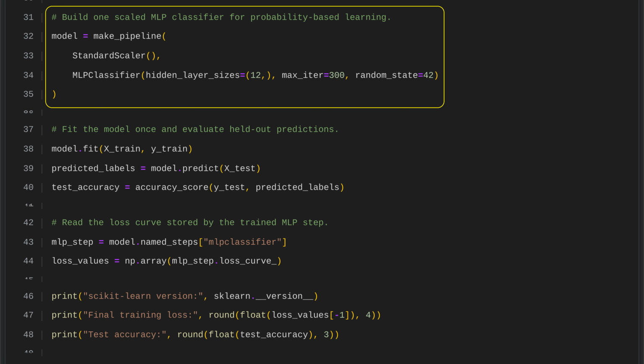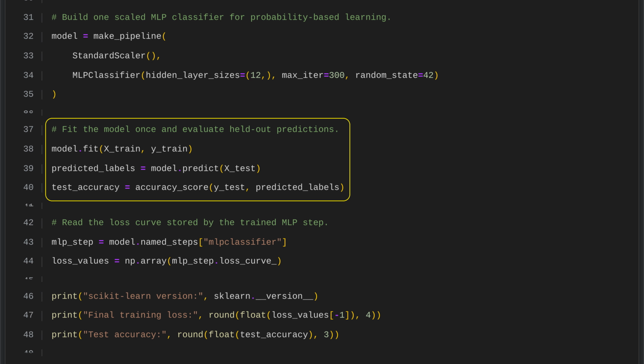The pipeline combines feature scaling with classification. A standard scaler normalizes the input features so they contribute more evenly, which is especially important for neural networks. The model then uses a multi-layer perceptron with one hidden layer of 12 neurons, trained for up to 300 iterations, with a fixed random state to make results reproducible.